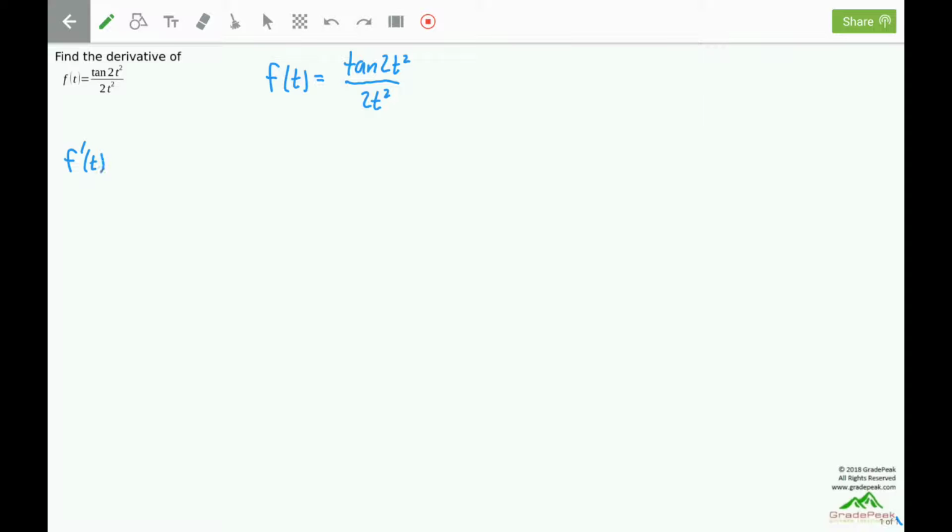So f prime of t will be the derivative of the numerator, derivative of tangent, secant squared, leave its inside alone, 2t squared, and then multiply by the derivative of the inside, which is a power rule, bring down the 2, 4, and then t to the 1. To complete the chain rule there, derivative of the inside gives us the 4t. That's all the derivative of the numerator, times the denominator left alone, and then minus the numerator left alone, times the derivative of the denominator, which itself will be a 4t.